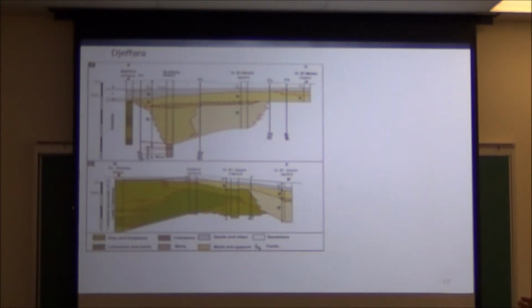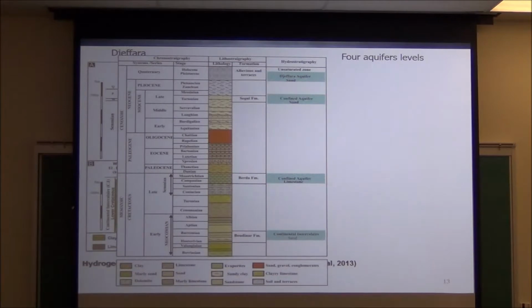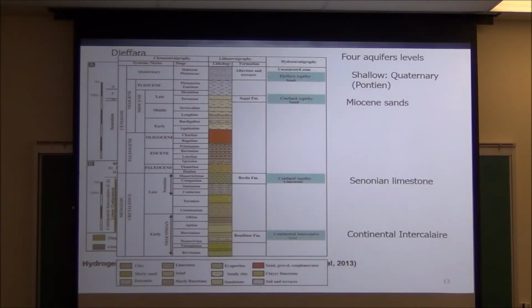For the Jeffara aquifer located in the south, we have a multi-layered aquifer composed mainly of four levels. The first is the shallow aquifer composed of sand, Pontian sand. The second is the Miocene sand. The third level is the Senonian limestone. And the fourth one, the deepest, is the continental intercalaire.